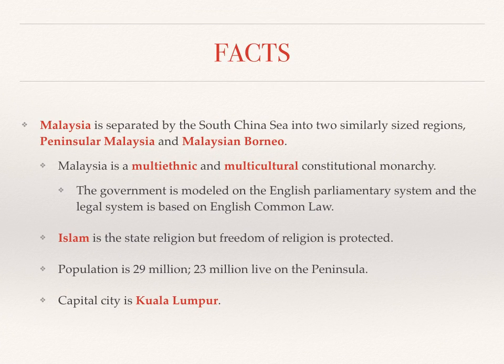Facts. Malaysia is separated by the South China Sea into 2 similarly sized regions. We just mentioned Peninsular Malaysia and Malaysian Borneo. It's a multi-ethnic, multicultural constitutional monarchy. It's modeled on the English parliamentary system, and the legal system is based on English common law. Islam is the state religion, but freedom of religion is protected. Population is 29 million. Most of those live on the peninsula. The capital city is Kuala Lumpur.